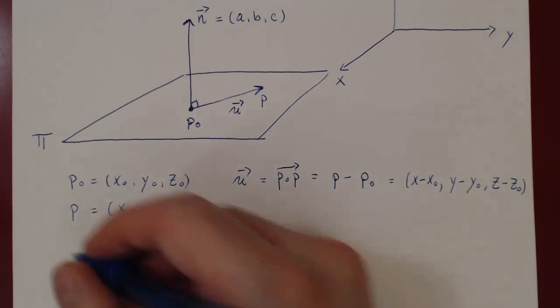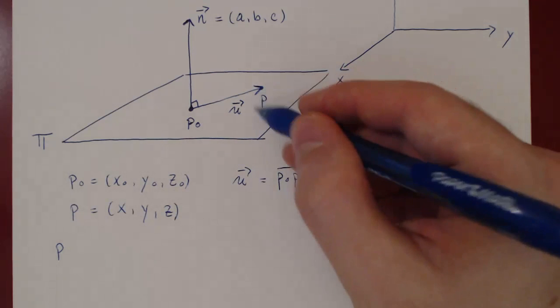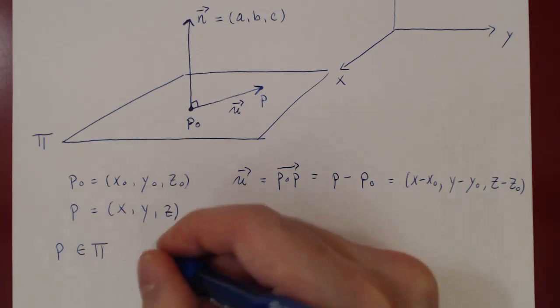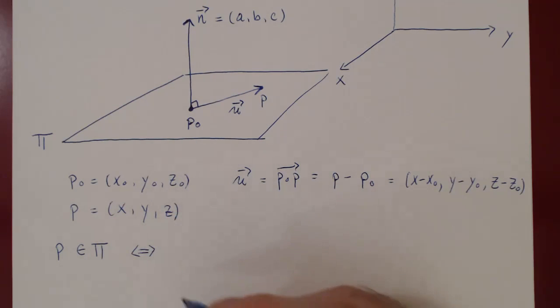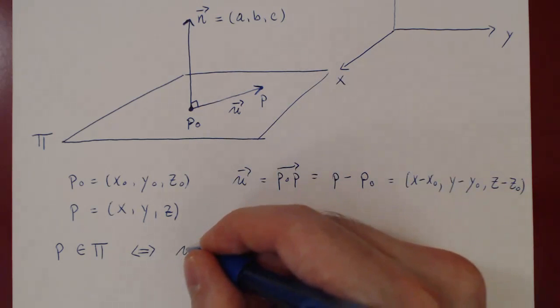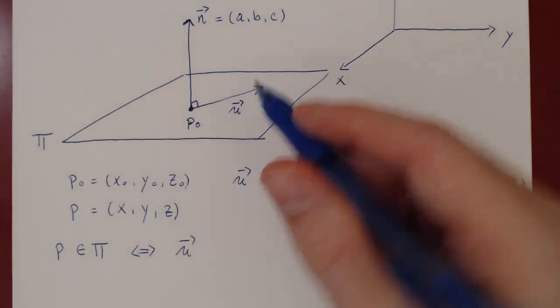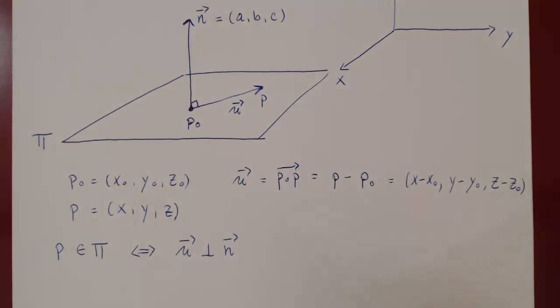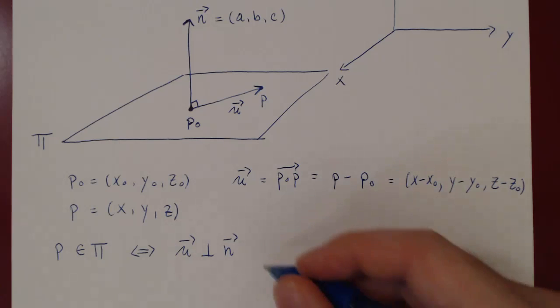Let's just rephrase what we've just said. An arbitrary point in space, x, y, z, will belong to the plane, will be a point on the plane if and only if, right, this is the double-headed arrow, which means if and only if the vector u, P0, P, is perpendicular to the normal vector to the plane. And now we have a criterion. From this we can easily build an equation for the plane. Remember that two vectors are perpendicular if and only if their dot product is 0.